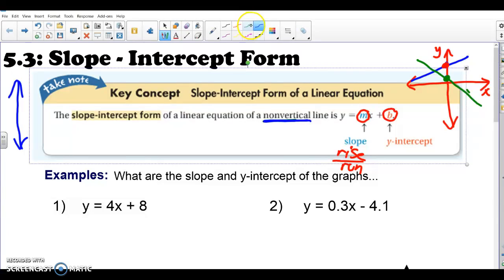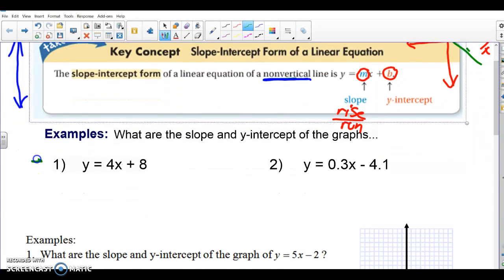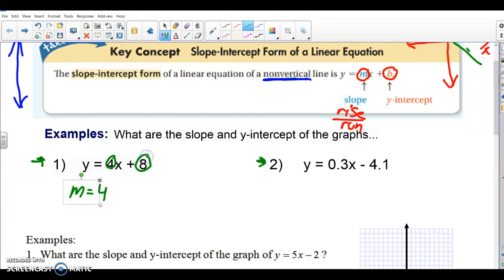So the important part before we actually identify anything is to make sure that it is in the form y equals mx plus b. In this case, number 1 and 2 are both in those forms. So for the slope, what we want to look at is what number are we multiplying x by? In this case, it's going to be that 4. It's 4x, which is mx. So that means m, or my slope, is 4. Now we'll look, well, what number am I adding on to the end? In this case, it's going to be 8. So that's going to be my y-intercept, or my b value.